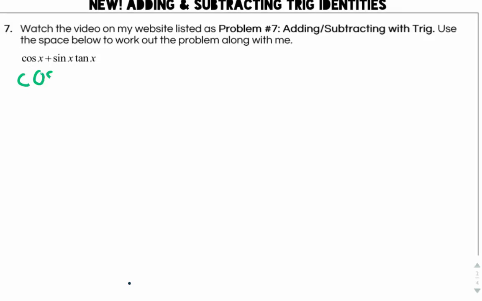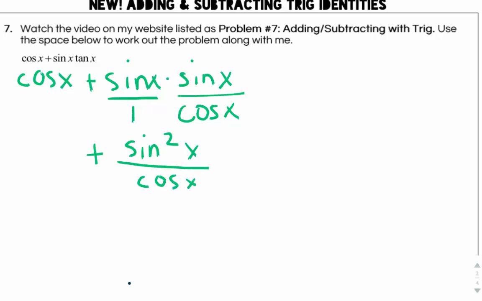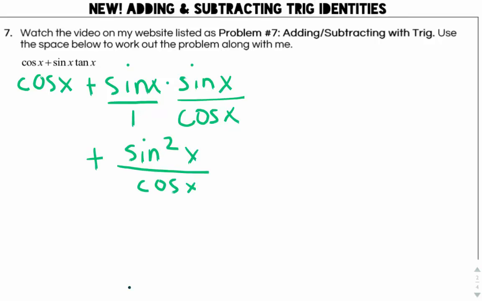So I still have cosine of x plus sine of x, but now I'm going to multiply this by sine of x over cosine of x, because I know that's equivalent to tangent. Now right here, I notice that this is over 1, and if I multiply this part of the identity, it becomes sine squared of x, because I have sine of x times sine of x in the numerator, and 1 times cosine of x just becomes cosine of x. Now at the beginning of this identity, I still have plus cosine of x.